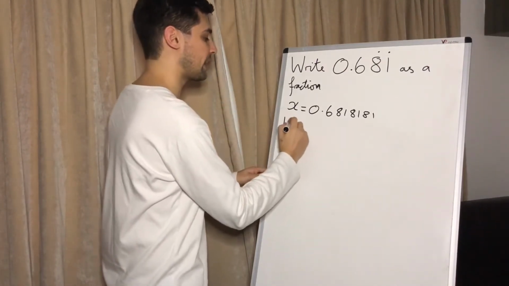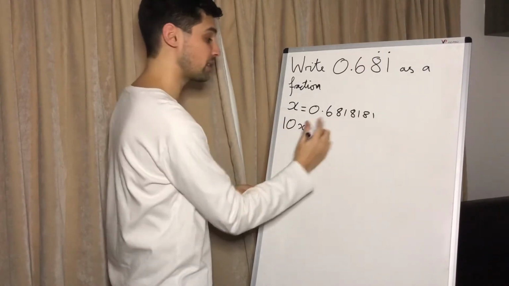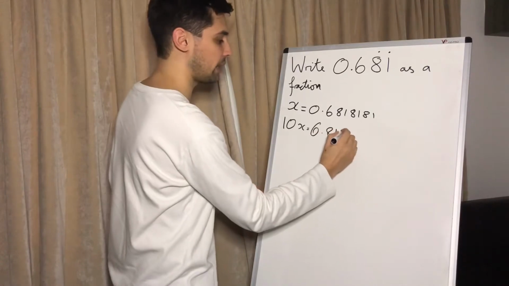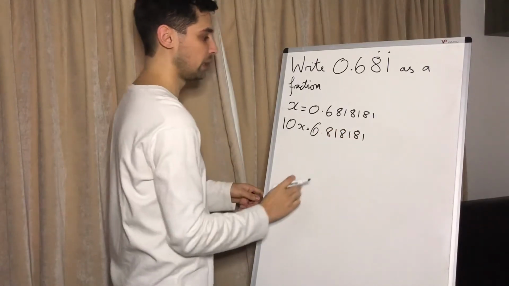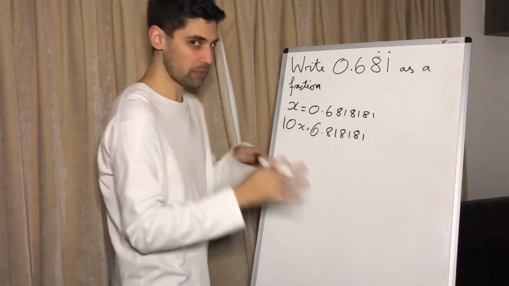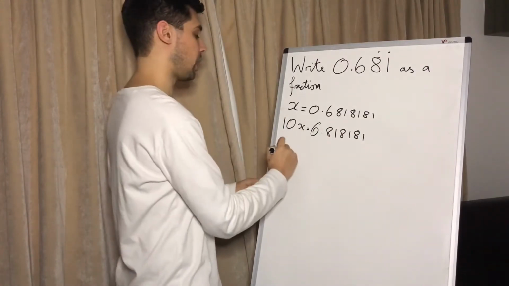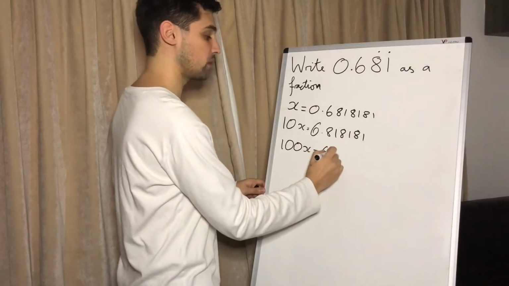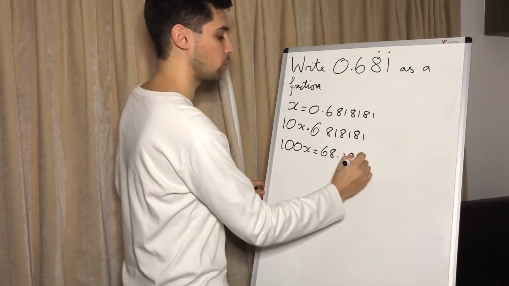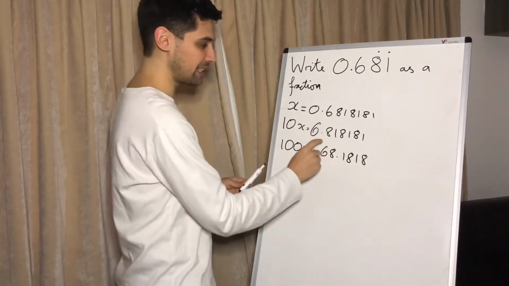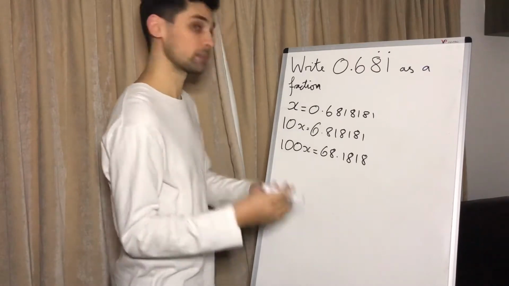So let's say we've got 10x here, and we're going to times this side by 10. So that's going to be 6.818181. Now, after the decimal point here, it's 681. Here it's 81. They're not the same. So let's times it again. 100x is going to be 68.1818. Again, after the decimal point, none of these are the same. Let's times it again.